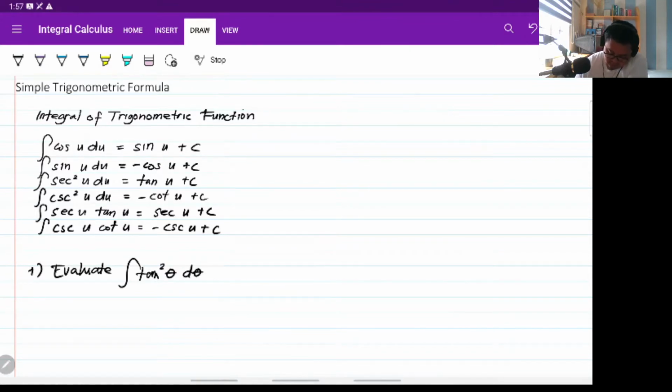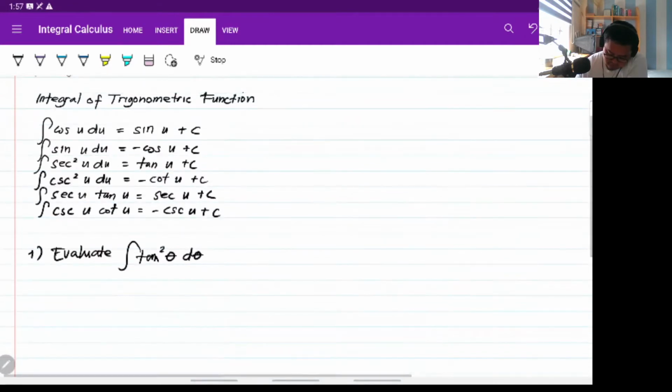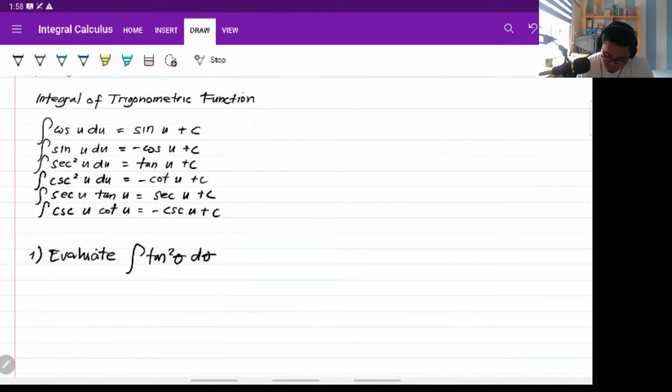Okay, so what we have to do is to look to the given integral of trigonometric functions table. So what is the integral of tangent squared theta? But if we can observe, there's no tangent squared theta. There's no given integral of this function. So what we have to do is to recall our trigonometric identities to find another function that is equal to this function, hoping that those functions will be on the list.